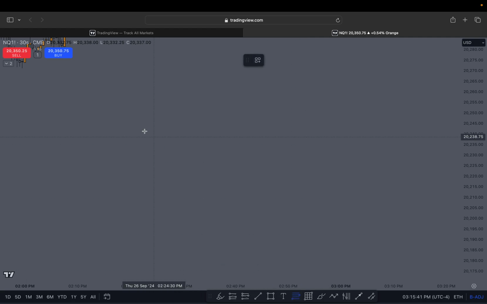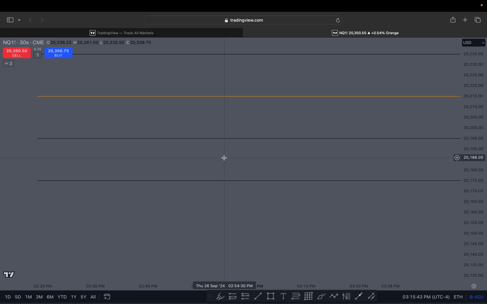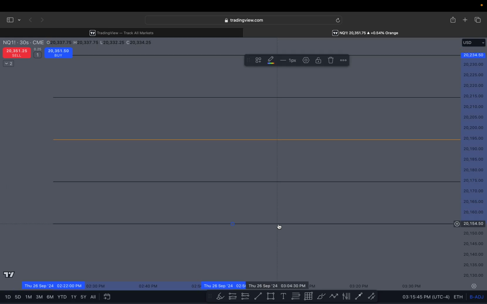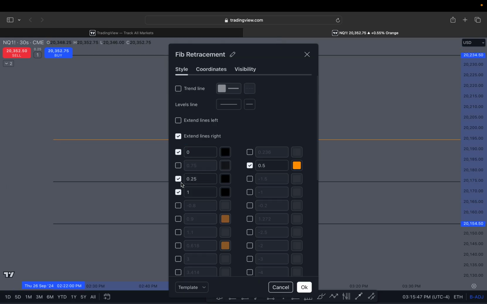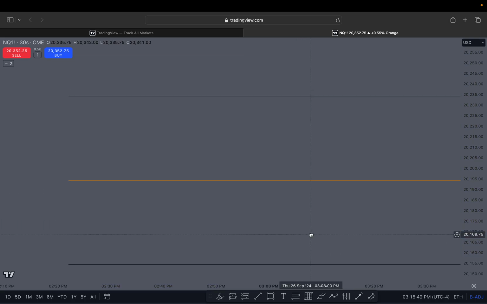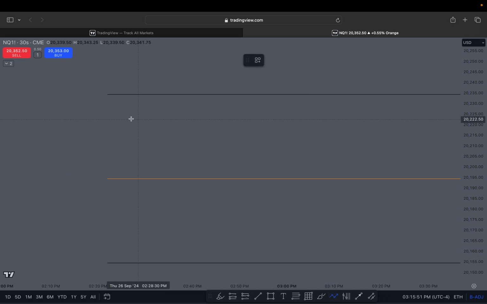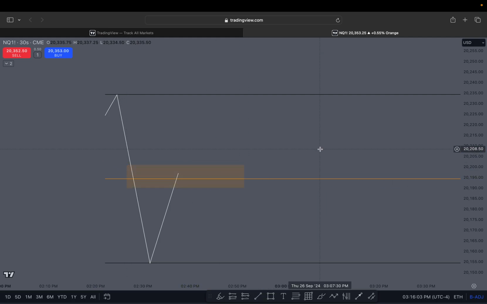So let us say we want to know, how do we know if this fair value gap here is going to work? Now, boom, price comes up and it taps this fair value gap right here.